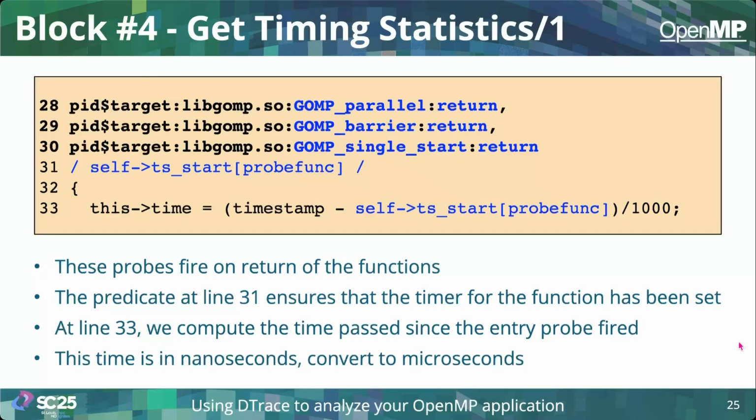I can take the timestamp again, and I subtract from that the timestamp that I got when I entered the function. This is a local variable, time. Time will give me, in a local variable, the time between the entry and the return. In other words, the time spent in that function. The value is given in nanoseconds. That's a very large number. So I divide by 1,000 and I get it in microseconds.